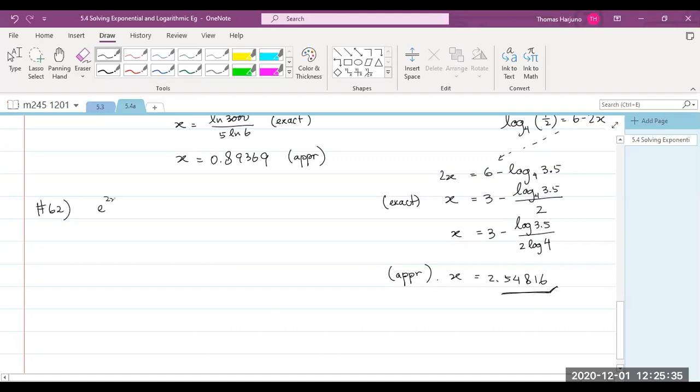e to the 2x plus 9e to the x plus 36 equals 0. I think I chose a wrong question here.